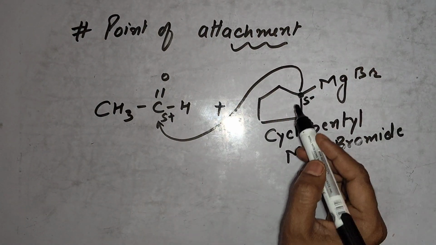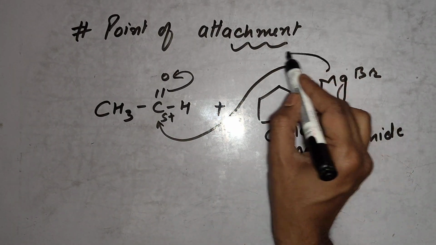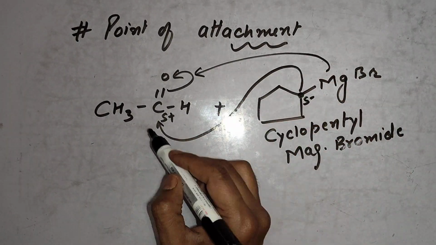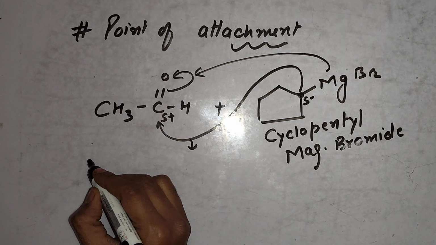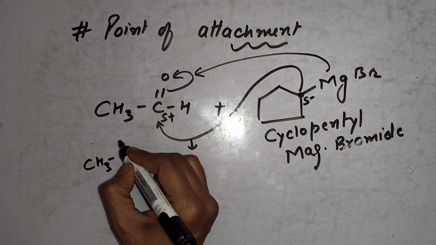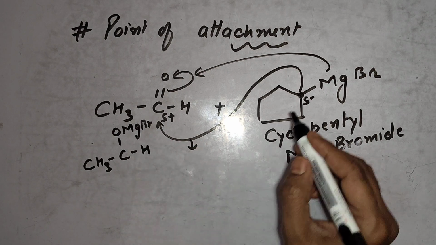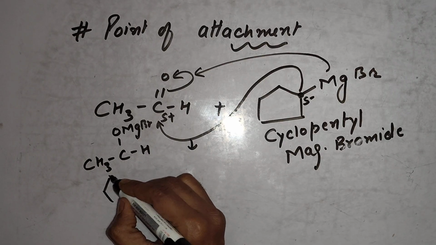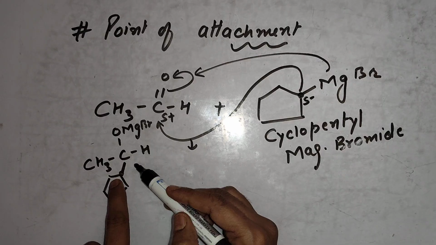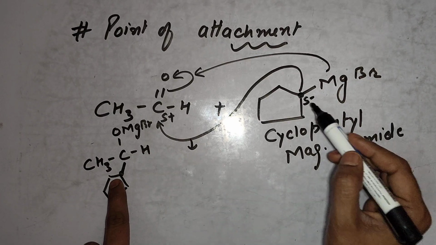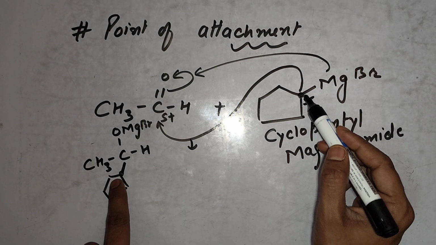The rest we know. When it attacks, pi electrons will shift. O will be attacked by the magnesium part and this group will join with carbon. So after this attack, the addition product generated will be OMgBr, with H here. Now watch carefully. Which carbon will I join? This carbon I am joining with this carbon. This is the important point.